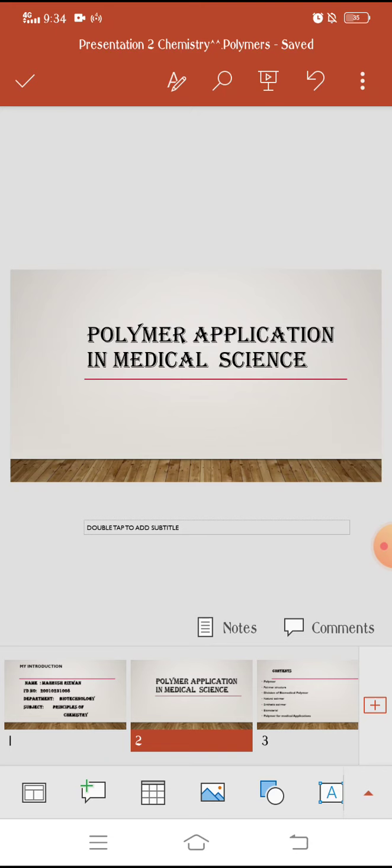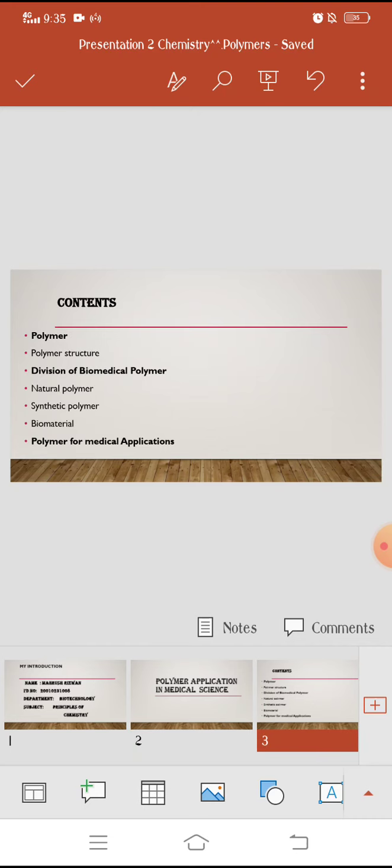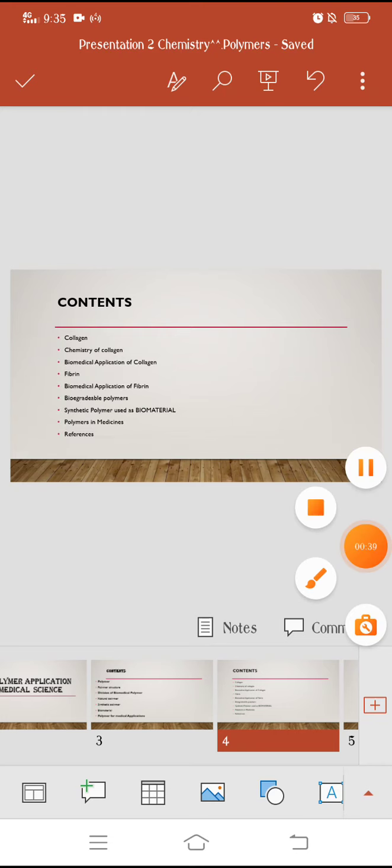Today my topic is polymer application in medical science. The table of contents of this topic are polymer, polymer structure, biomedical polymer, natural polymer, synthetic polymer, biomaterial, polymer for medical application, collagen, chemistry of collagen, biomedical application of collagen, fibrin, biomedical application of fibrin, biodegradable polymers, synthetic polymer used as biomaterial, polymers in medicines.